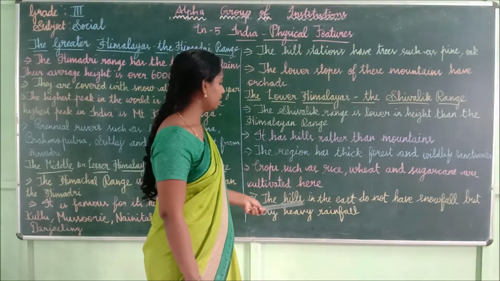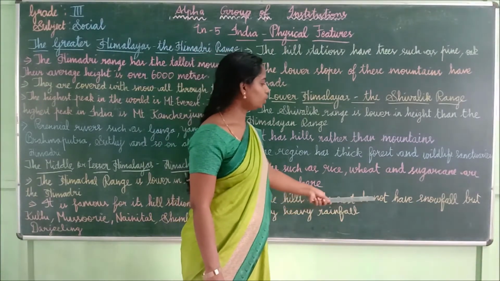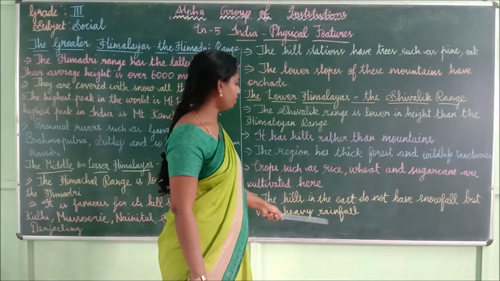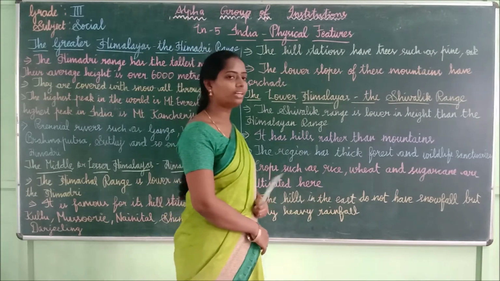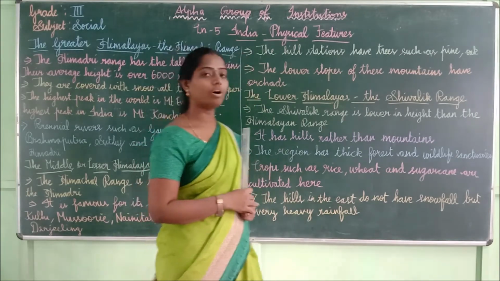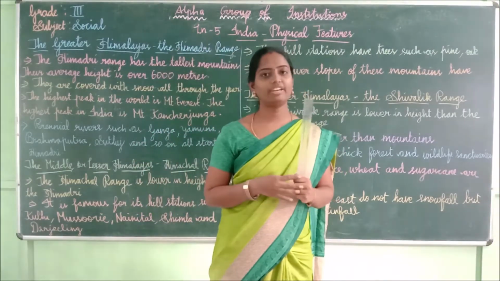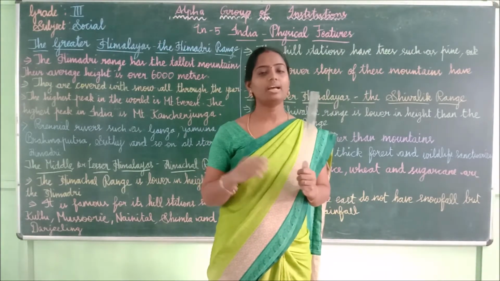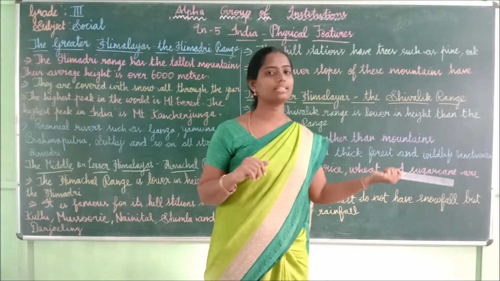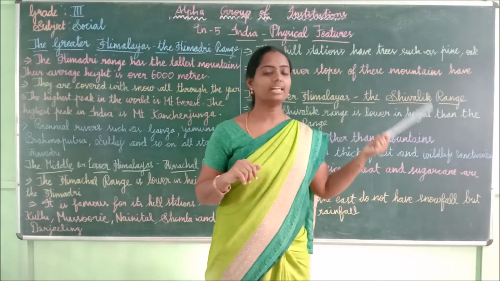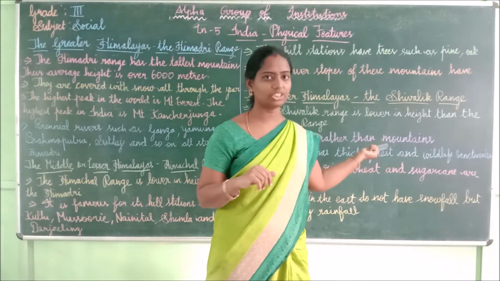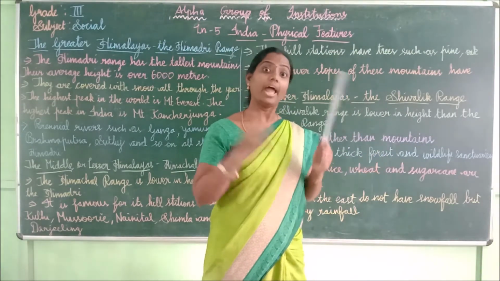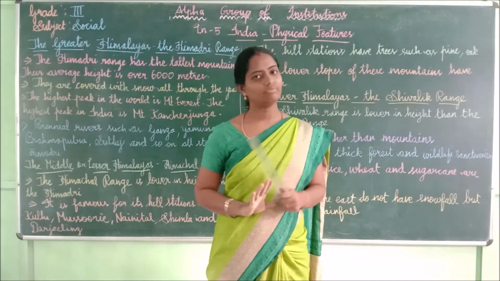And then the hills in the east do not have snowfall, but very heavy rainfall. So the rain is very heavy in this region. In which side, children? In the eastern part of the hillside of the Shivalik region. It has very heavy rainfall, but snow is very less.